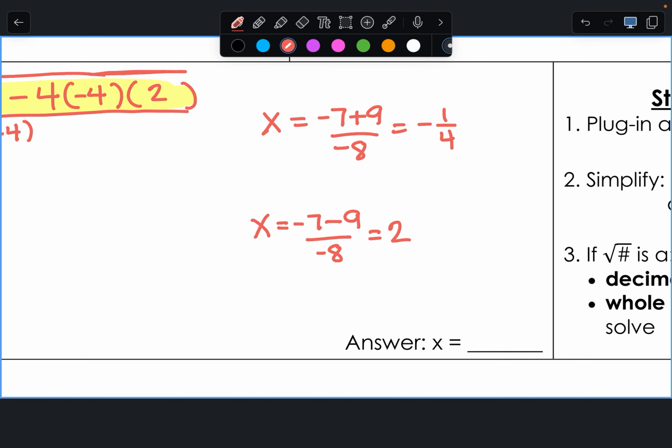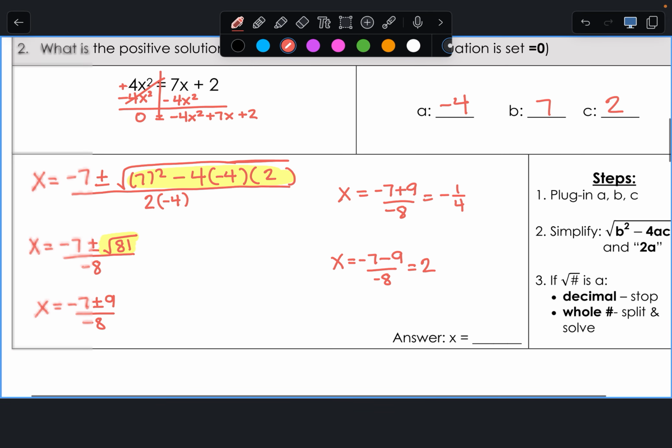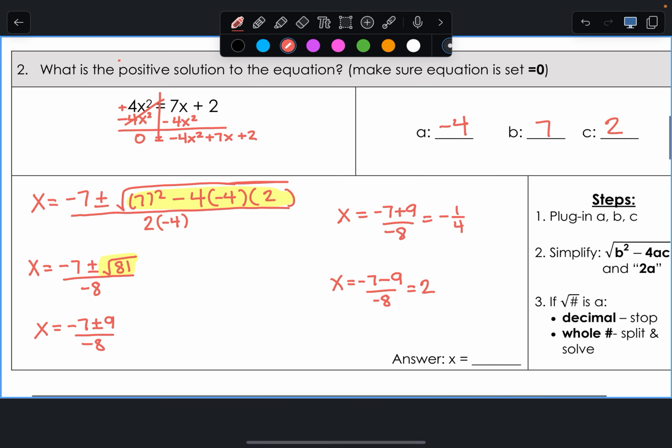Now, which answer do they want? They want the positive solution. So the answer is x equals 2.